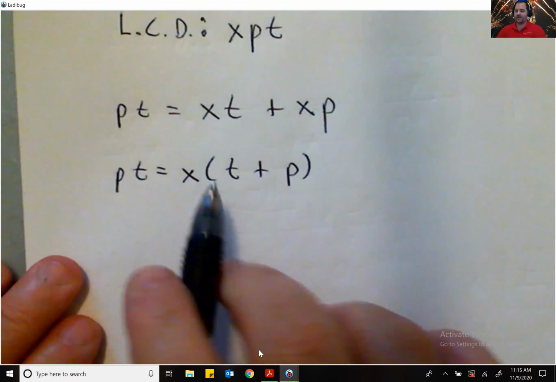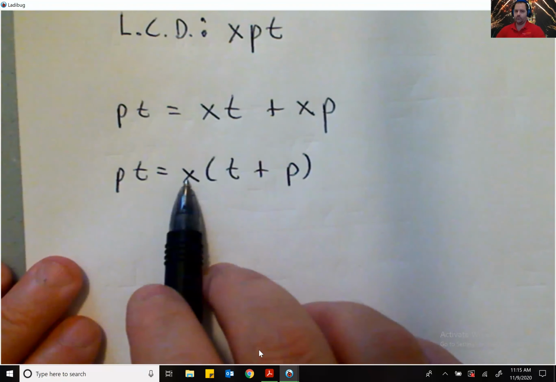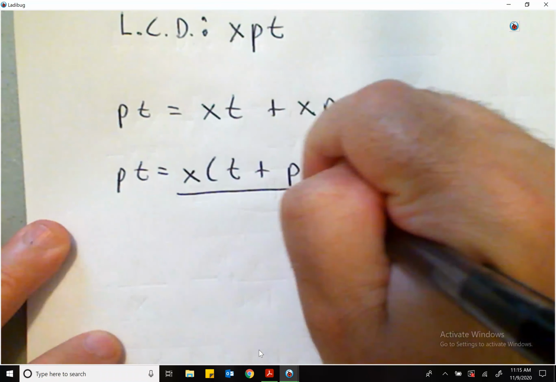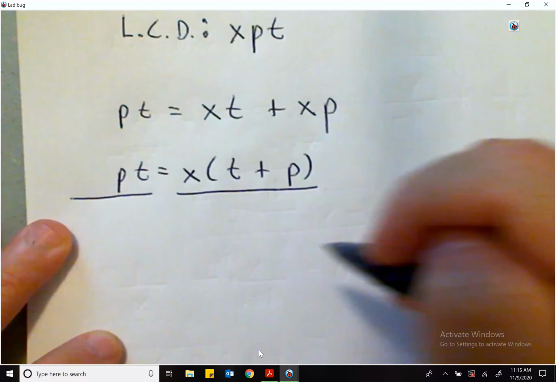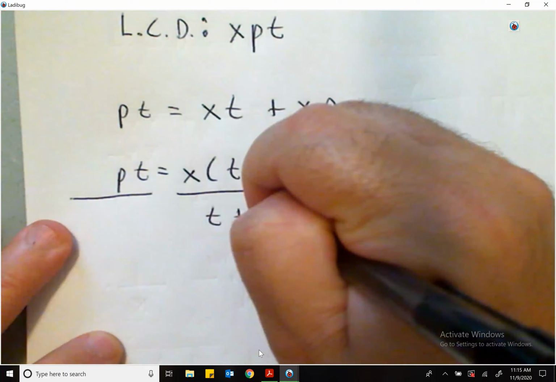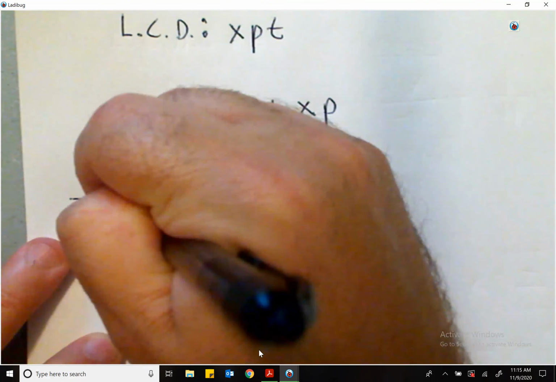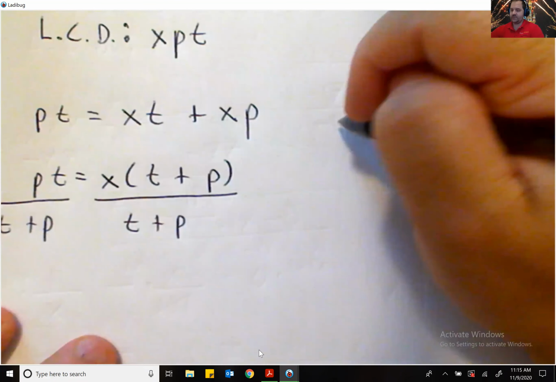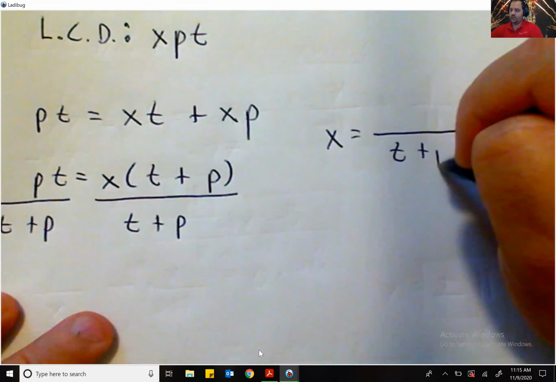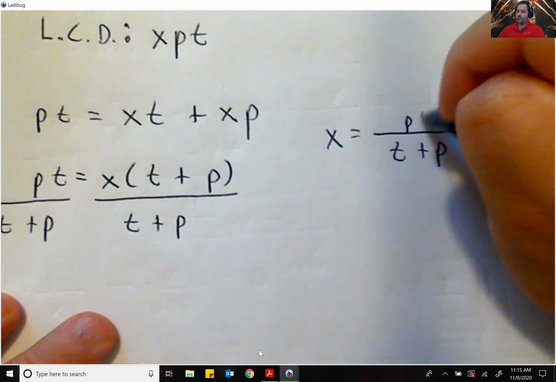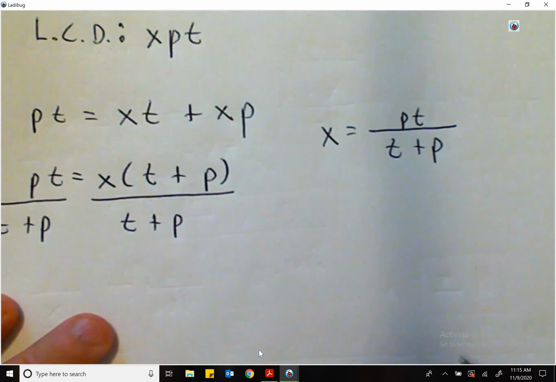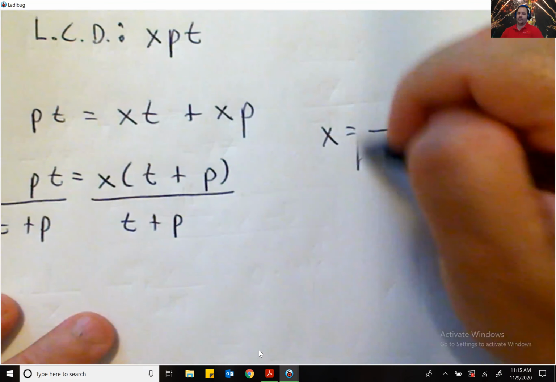How do I get x by itself? Because now I only have one. Divide both sides by T plus P. And there it is. X is equal to, or sorry, PT all over T plus P. That's what's going in the blank.